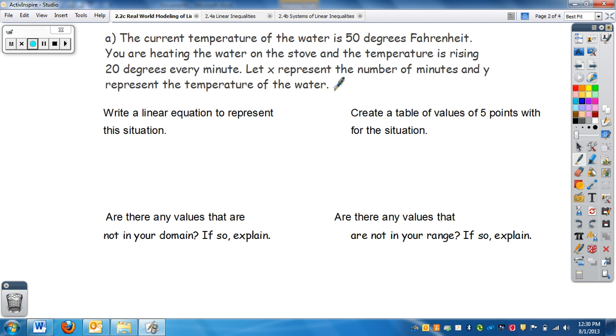So we're just going to do two situations. The first one: the current temperature of the water is 50 degrees Fahrenheit. You're heating the water on the stove and the temperature is rising 20 degrees every minute. Let x represent the number of minutes and y represent the temperature of the water. So remember, when we're writing our equations, y equals mx plus b, we have two variables, your m and your b. Remember, your m is your rate of change, which can either be positive or negative, whether you're going up or down by, and b is your starting value.